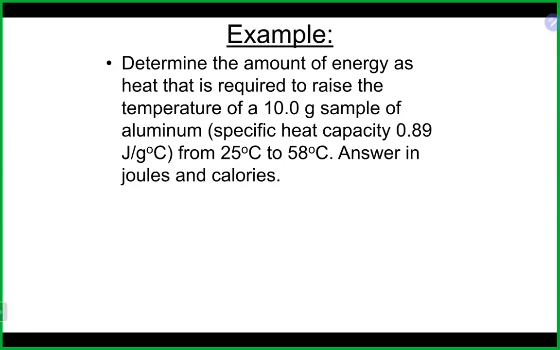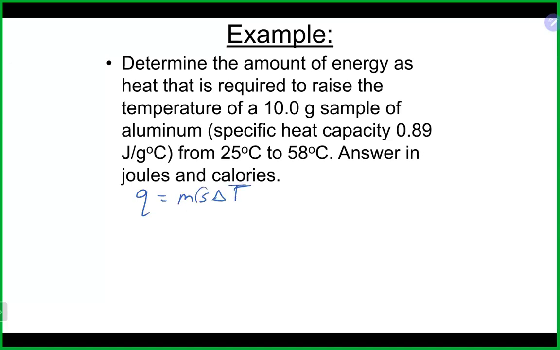All right, so why don't you try one here? Determine the amount of energy as heat that's required to raise the temperature of a 10-gram sample of aluminum, with a specific heat of 0.89 joules per gram per degree Celsius, from 25 degrees to 58. What is the answer in both joules and calories? Obviously we're going to use our specific heat equation: Q is equal to m s delta T.